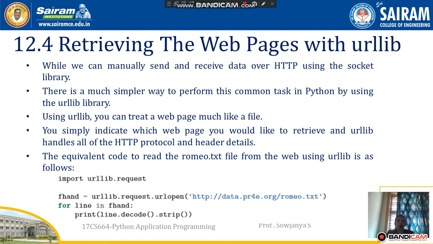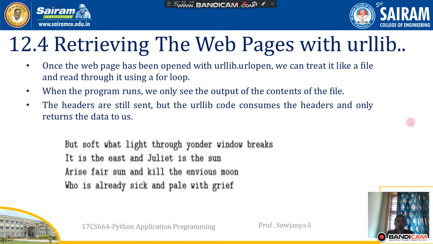Okay, so how do we write the code for this? For example, we have seen the text file romeo.txt. Let us retrieve the text file from the web using the urllib library. This is the code we can use. We are going to import urllib.request. This is a must, you have to import the library before starting. Okay, so you open this particular web page, romeo.txt. Then you decode and strip the lines.